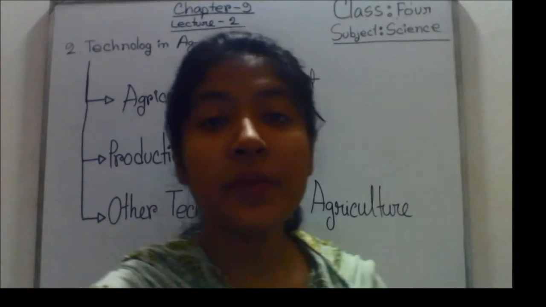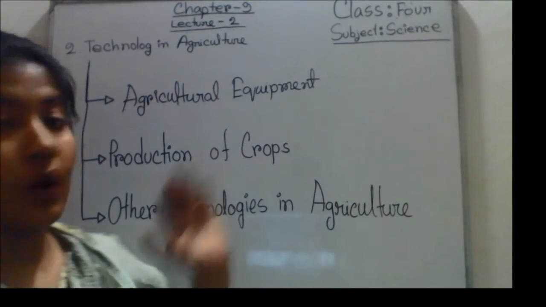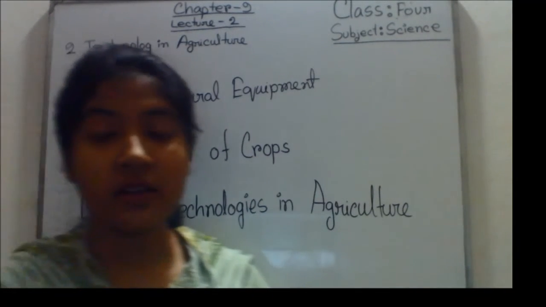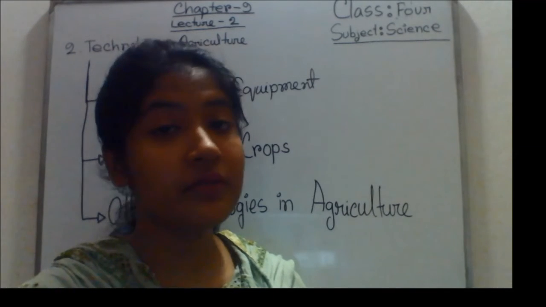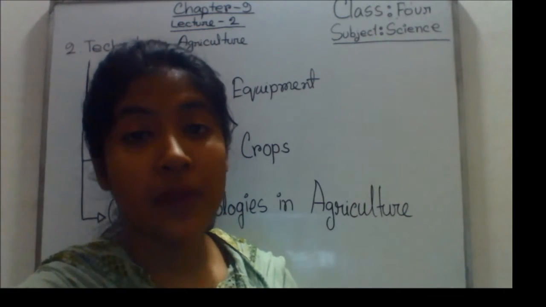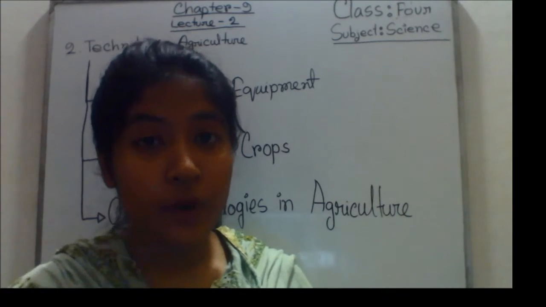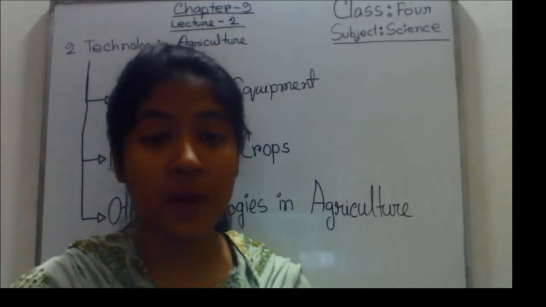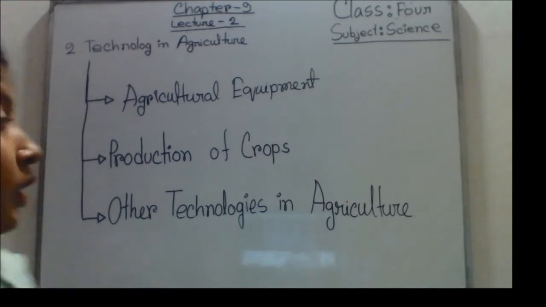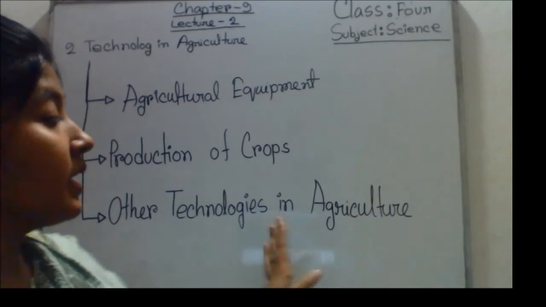Our second topic is production of crops. Our science and technology help us to invent different types of crops or plants which can meet our overpopulated country's demand. Our third topic is other technologies in agriculture.